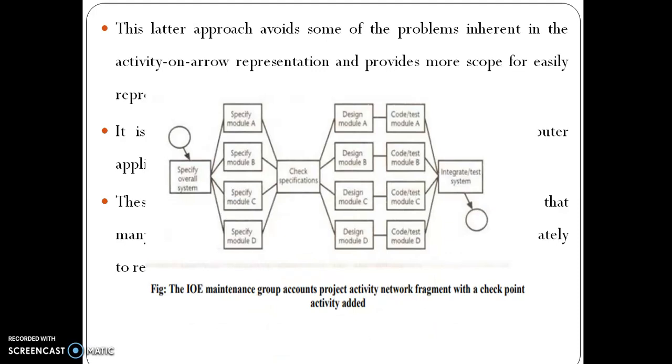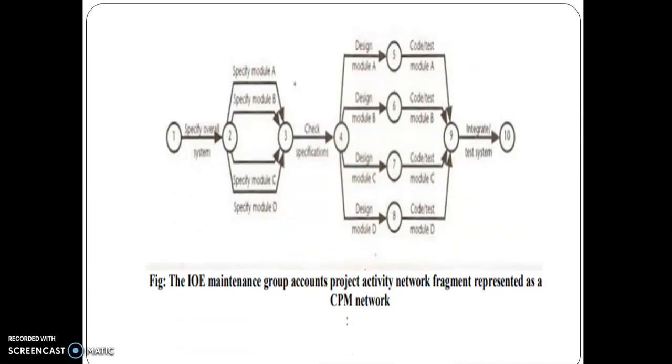So the figure represents the IOE maintenance group accounts project activity network fragment with a checkpoint activity added. And this figure represents the IOE maintenance group accounts project activity network fragment represented as a CPM network.